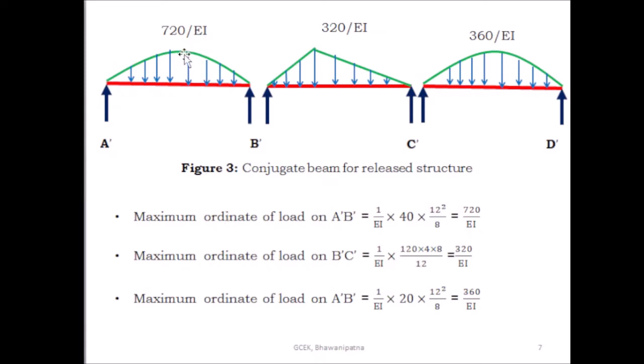So what is the maximum ordinate here? W L square by 8, which is 40 into 12 square by 8. So the maximum moment here is 720, and you have to divide by EI. So this becomes the loading for the conjugate beam.